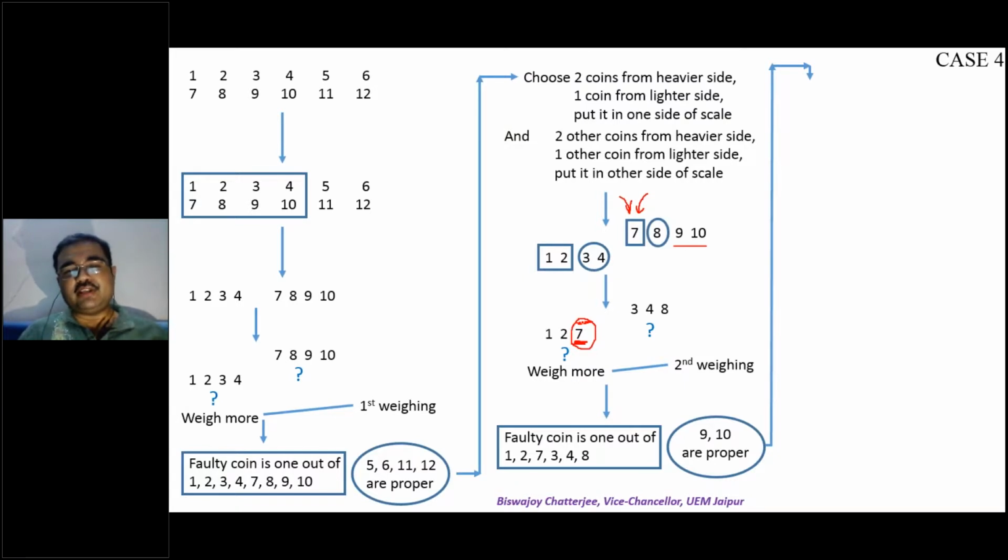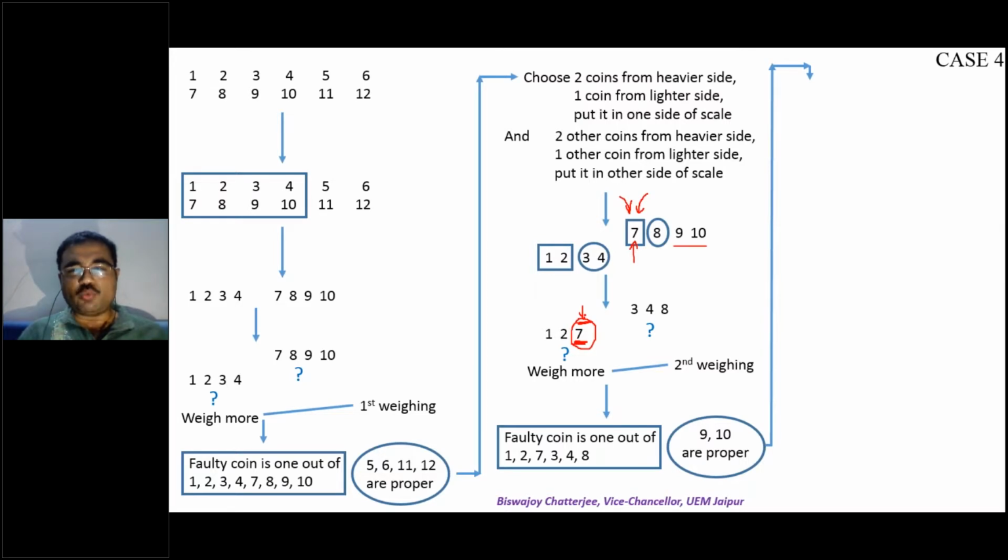7 could not have been on the heavier side over here, so 7 is not lighter. 7 cannot be heavier because here 7 is on the lighter side. 7 cannot be lighter because here 7 is on the heavier side. So 7 is not heavier, 7 is not lighter. So 7 is proper. Leave out 7.